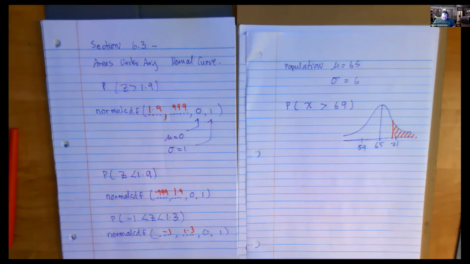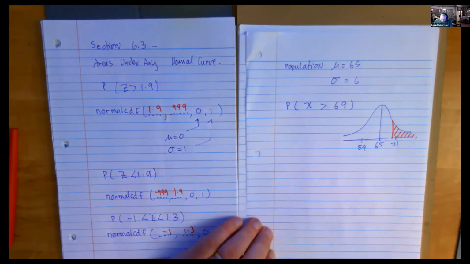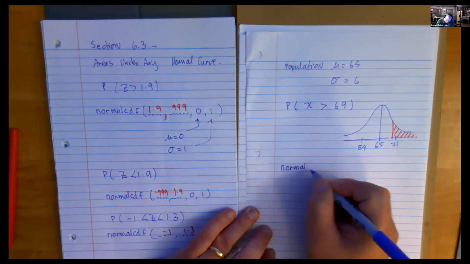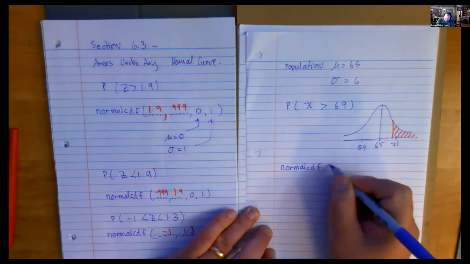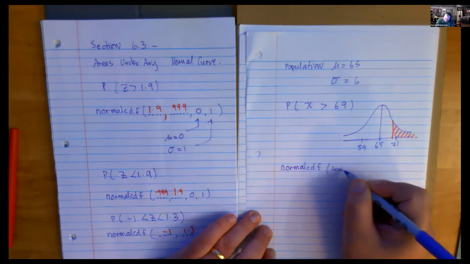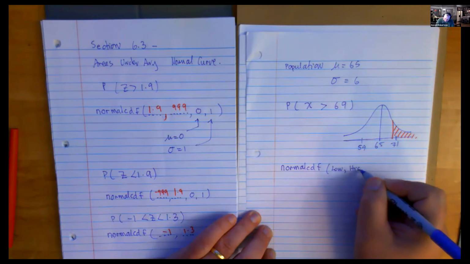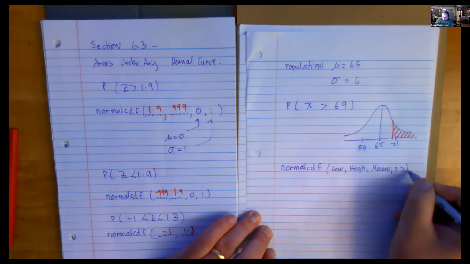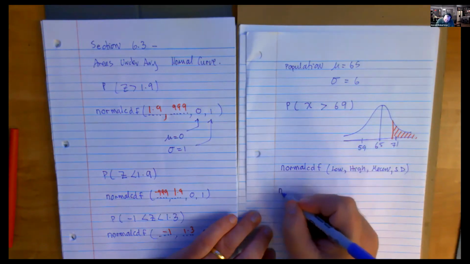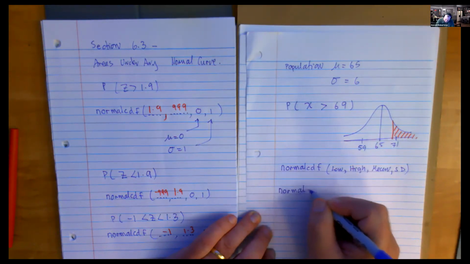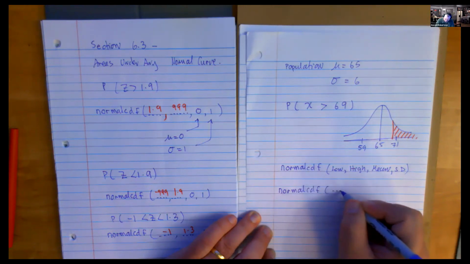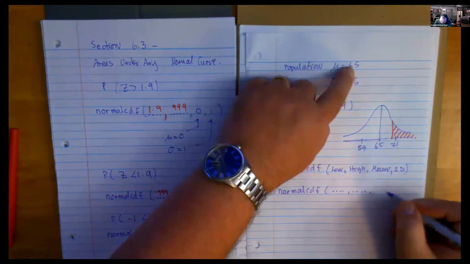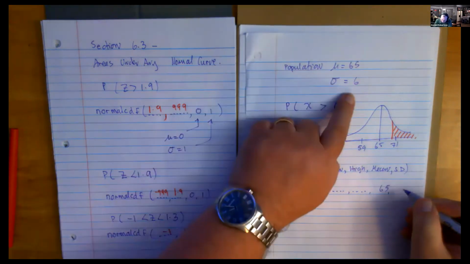And we are going to use a function that we already know how to use. We are going to do a normal CDF. And it's going to be low number, high number, mean, standard deviation. So in this question, there are going to be two numbers. The mean is going to be 65, and the standard deviation is going to be 6.